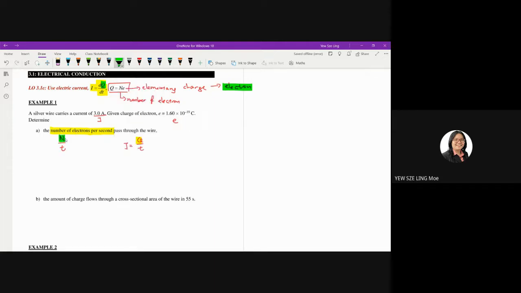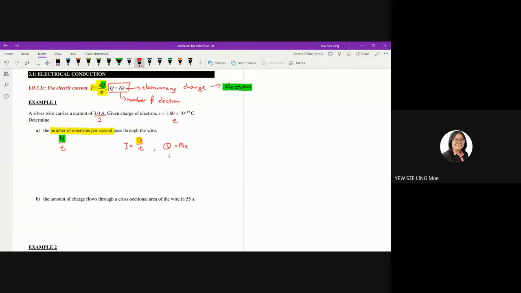The question is asking for n. But you don't have n in your equations. And if you look at these equations, you don't have enough information to calculate q. Therefore, what you can do is substitute q equals ne into the equations so that you can have n in your original equations.